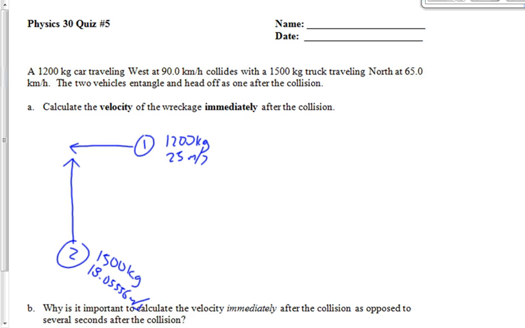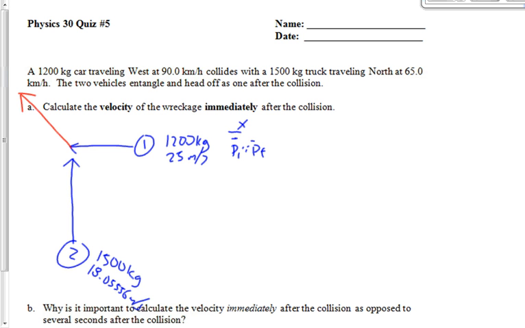They head off as one object after the collision. Hey, listen, if you're ever not sure whether they head off as one object after the collision, it's okay. You can always treat it as two separate objects if you want. It's not a big deal. All right, we don't have any funny angles here, so we can go straight to our x components and our y components here, where pi is equal to pf in both cases.